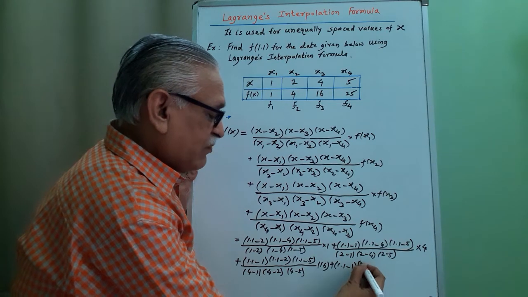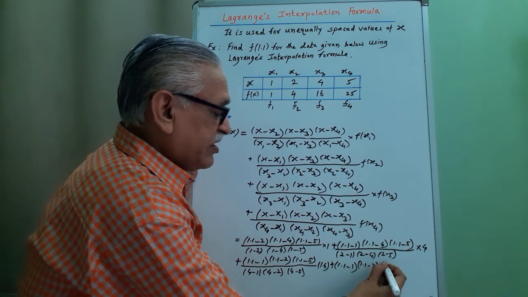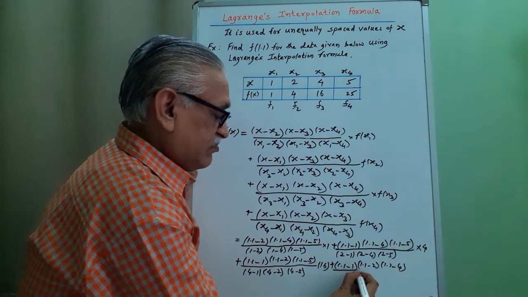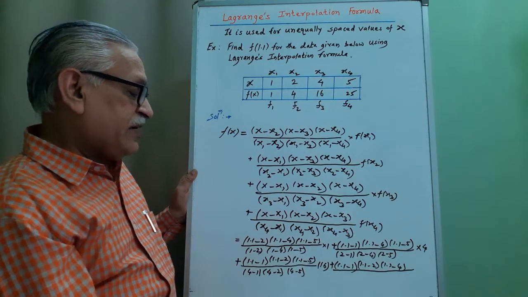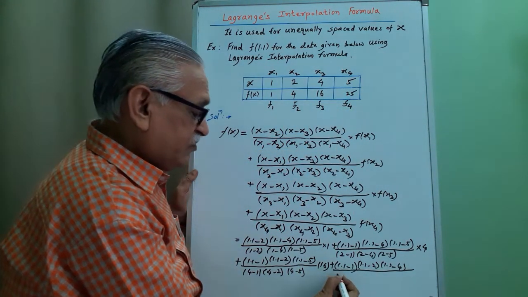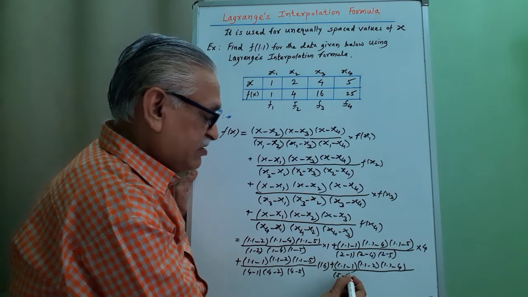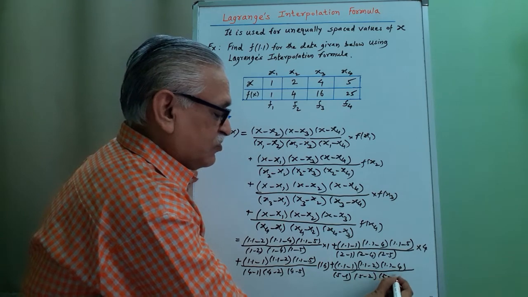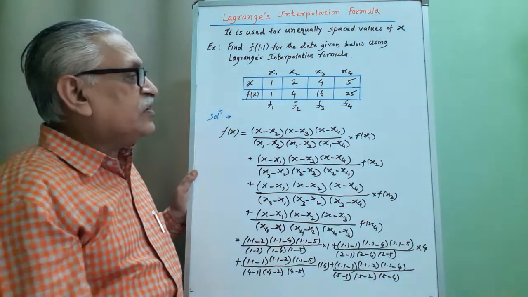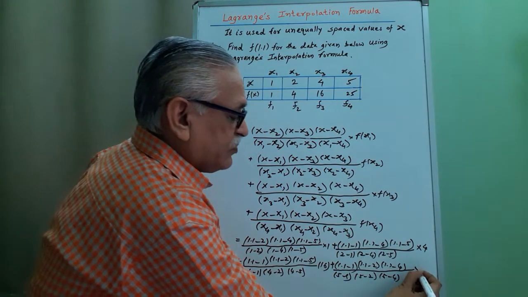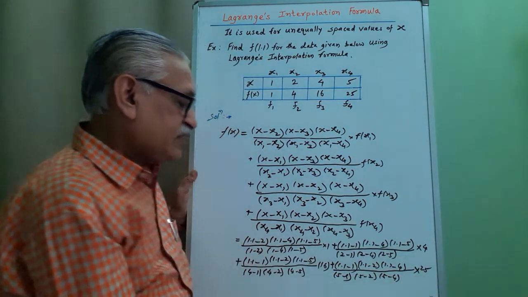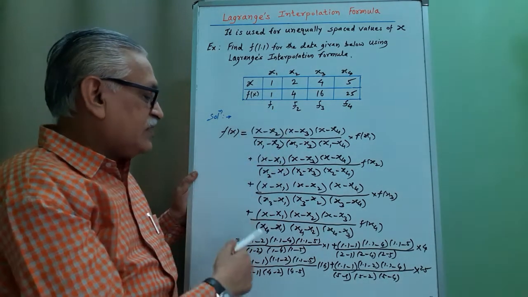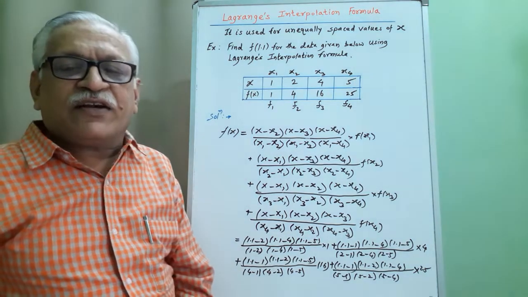1.1 minus 1, 1.1 minus 2, and 1.1 minus 4, divided by the neglected point, which is 5, therefore 5 minus 1, 5 minus 2, and 5 minus 4, into f4, the value of f4 is 25. Therefore, I have substituted the values from this table in this formula, and then try to simplify it.